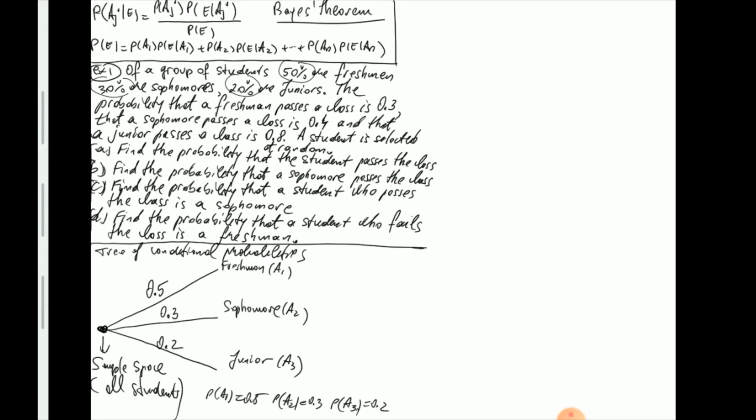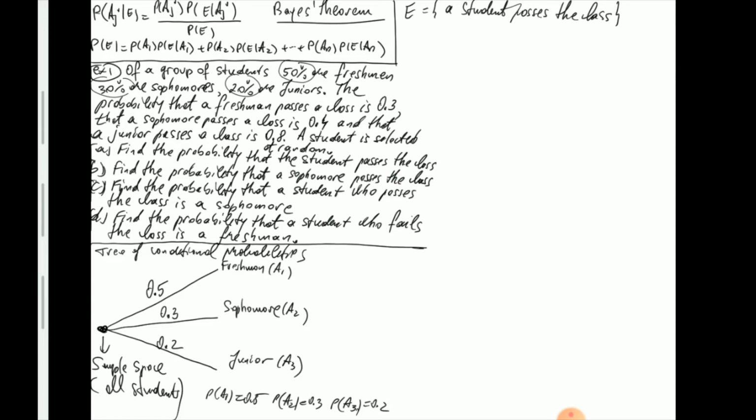Okay, in the next sentence, the problem tells you these conditional probabilities. So let's denote by E the event that a student passes the class. We're going to concentrate on this event basically, right? Because all of the questions which we're going to read together, A, B, C, D, all of them talk about whether the student passes the class or not.